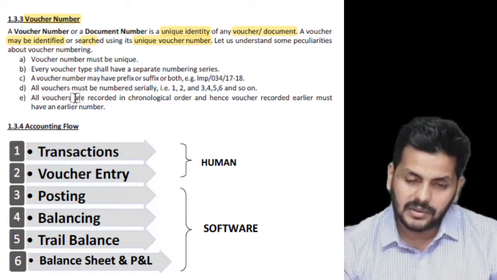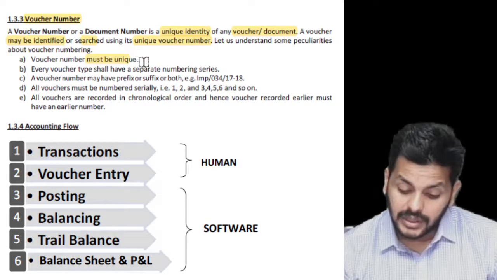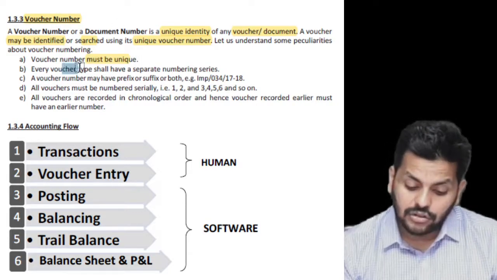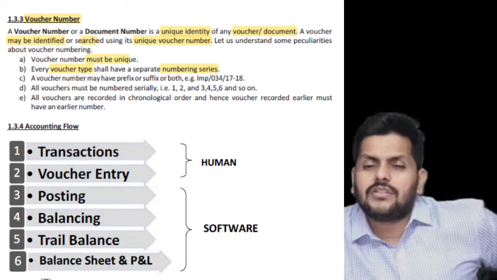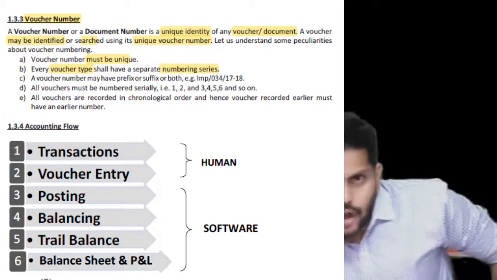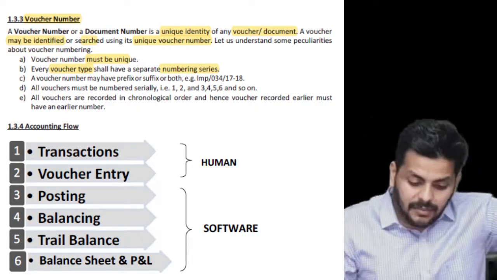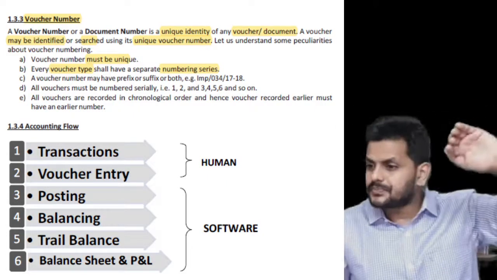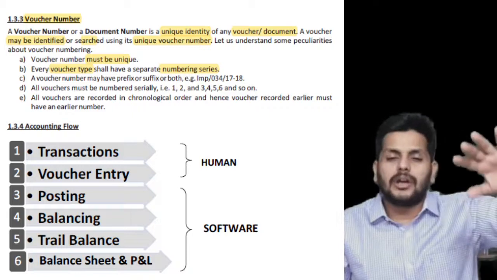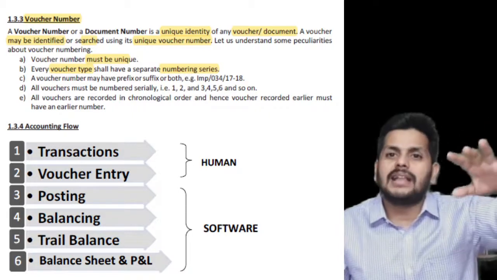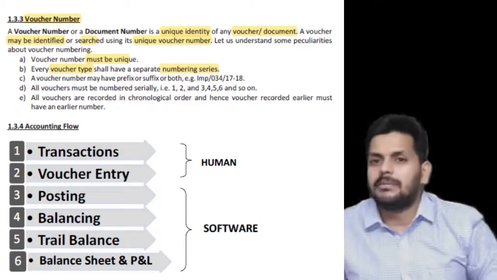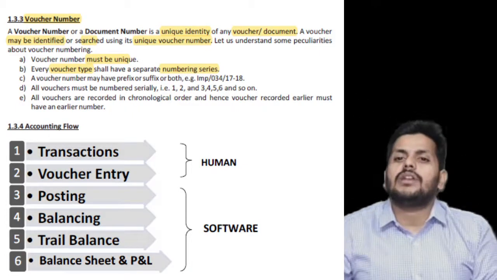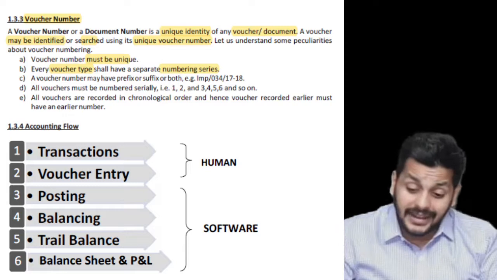Let us understand some of the points. First one, voucher number must be unique. Each voucher type should have a separate numbering series. For sales, purchases, for everything, we should not have a common voucher series. Should have a separate voucher series, so that is why they go for PUR slash, PUR slash 2021 slash the number. So why do you have unique voucher numbers like that? So that you can easily identify.